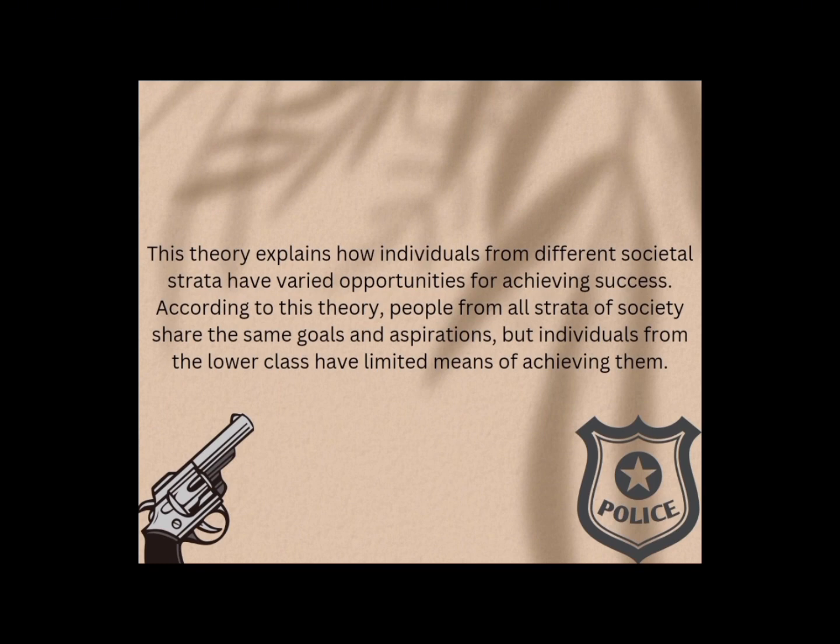Cloward and Ohlin believe that those from the lower class are often denied access to legitimate means of achieving success, such as stable employment and education. As a result, they may turn to illegitimate means such as crime in order to achieve their goals.